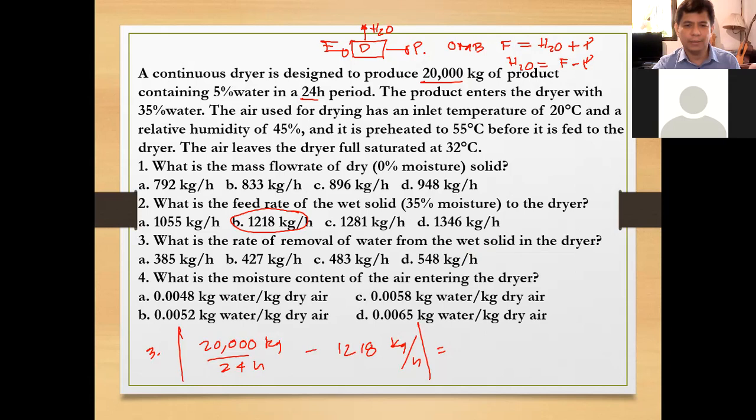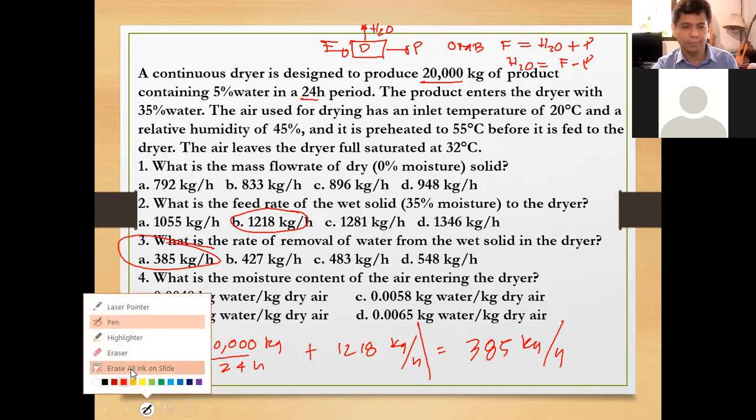Yep, letter A, Paolo. Very good. Gio, very good. This one is 385 euro. It should be 1218 minus 20,000 divided by 24, because that is the product. As you can see, many questions in the board exam are just common sense. Any question? Of course, there are also technical questions.